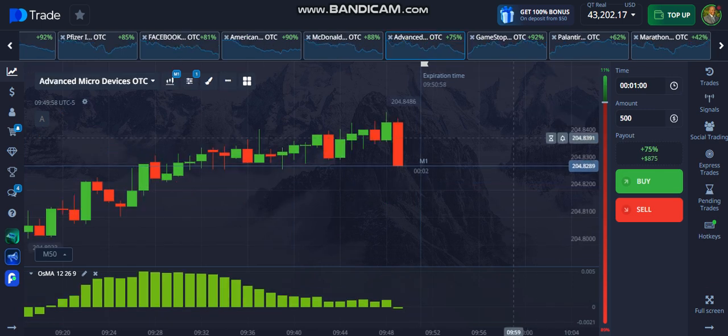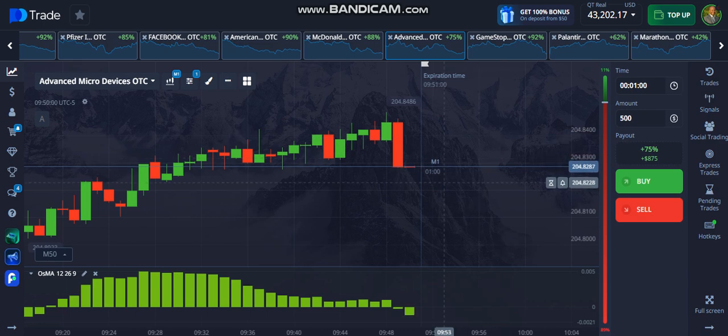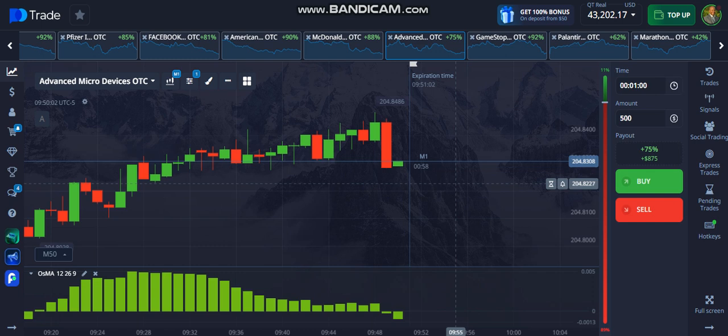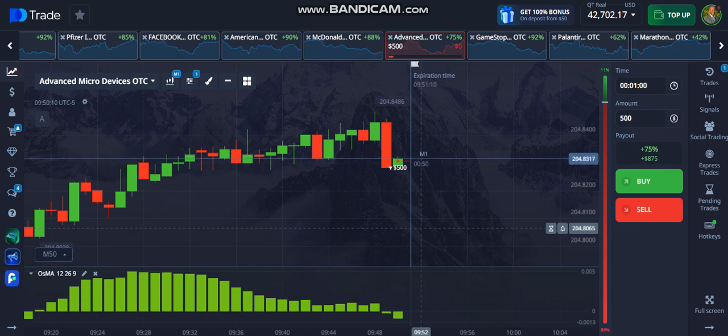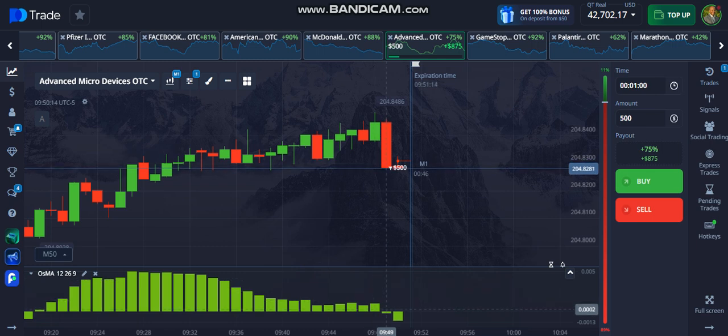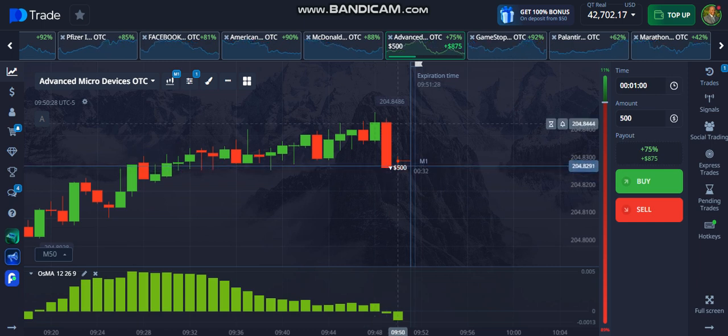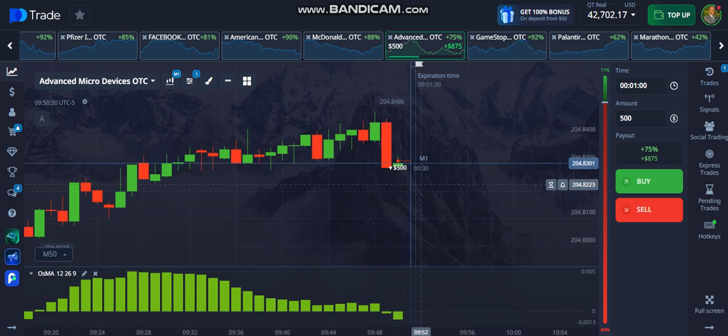Okay, so I'm on Advanced Micro Devices, and as you see here, there's a strong bearish candle. So I just took a down trade, a put trade or a sell trade. The reason I took the trade is because if you look at the OsMA histogram, it was very close to the zero line. I noticed this strong red bearish candle suggesting that maybe there's a bearish reversal happening here.